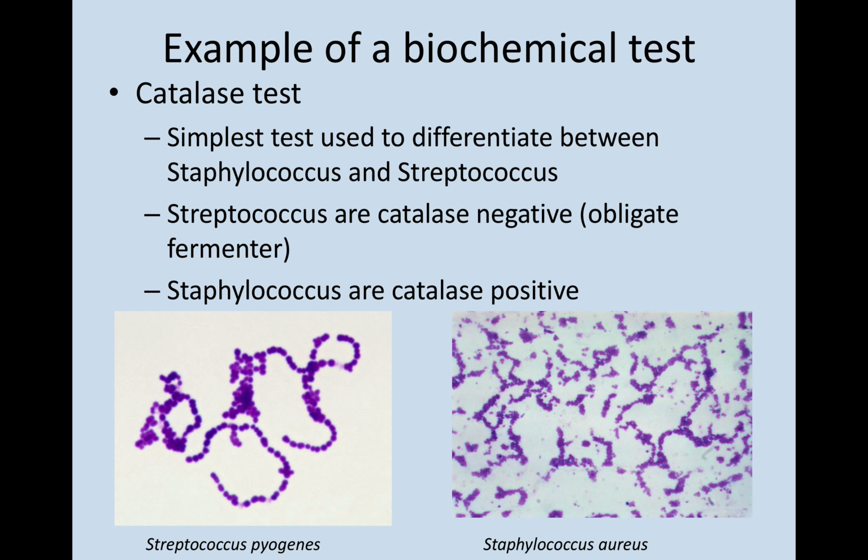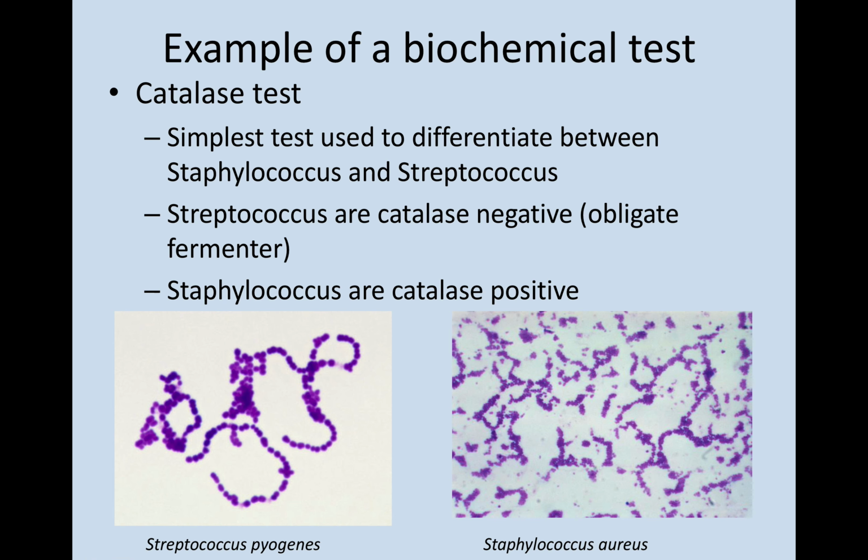An example that we can do to differentiate between Staphylococcus and Streptococcus is a biochemical test, the catalase test. I think we mentioned this before in chapter 5. Catalase is produced by aerobic respiring organisms to detoxify hydrogen peroxide. So this is a simple test to differentiate between Staph and Strep. Streptococcus are always catalase negative. They're considered obligate fermenters, meaning that they can survive in the presence of oxygen, but they do not use oxygen. Those were the aerotolerant organisms, or the fermenters, from chapter 5.